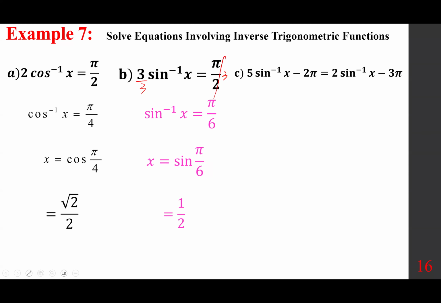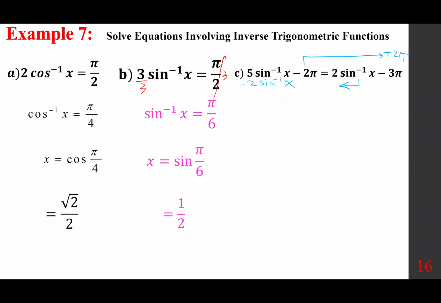Now we have 5 sine inverse of x minus 2 pi equals 2 sine inverse of x minus 3 pi, which means we have to move things around, everybody, such that we can collect like terms, just like any algebraic expression. So what does it mean? We are going to move negative 2 pi this way, it becomes positive 2 pi, and move 2 sine inverse of x this way, it becomes negative 2 sine inverse of x.